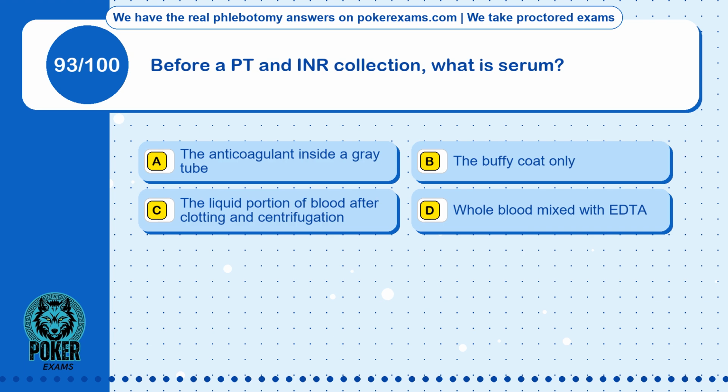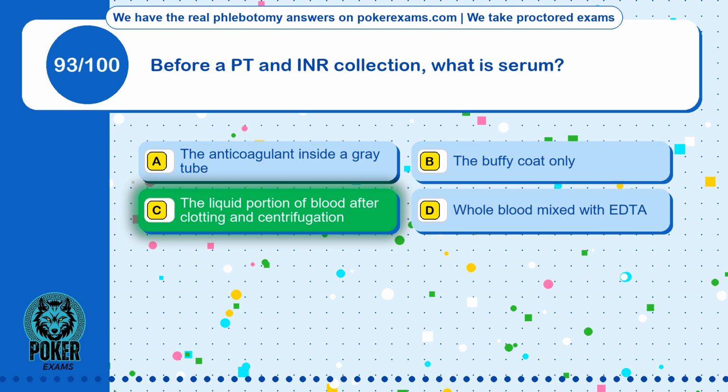Question 93. Before a patient and INR collection, what is serum? Option A. The anticoagulant inside a gray tube. Option B. The buffy coat only. Option C. The liquid portion of blood after clotting and centrifugation. Option D. Whole blood mixed with EDTA.